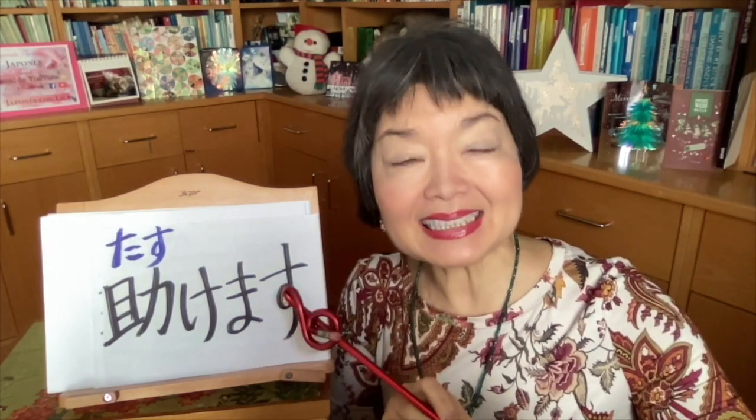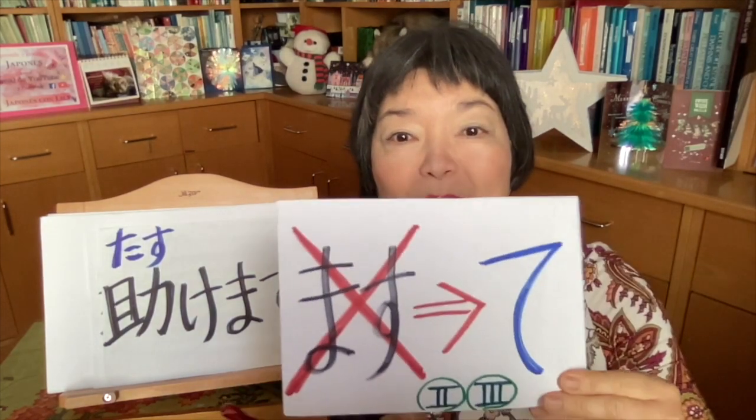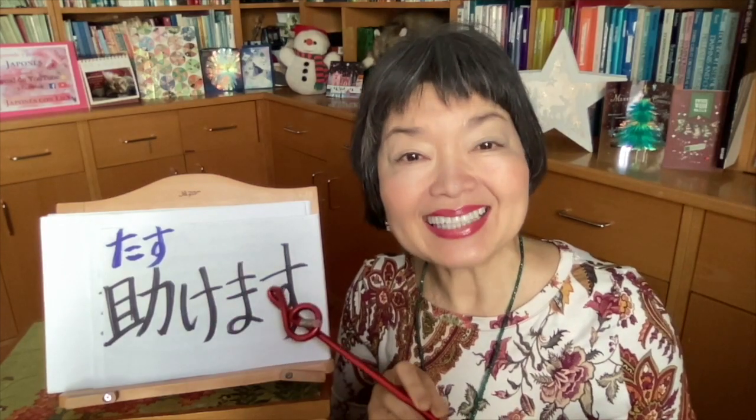Now let's see Group 2. 助けます, it means to help. So the same way, without mas, change to te. So 助けて. It means help me.